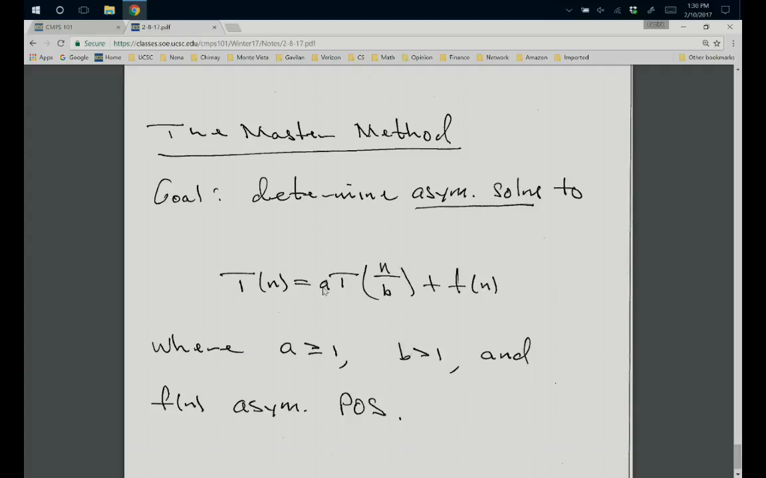A subproblems, each of size 1/b the original. F of n is the cost of dividing and recombining. F of n here needs to be asymptotically positive.